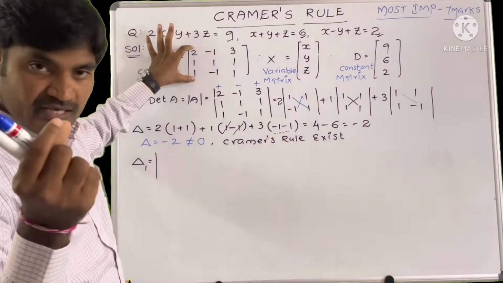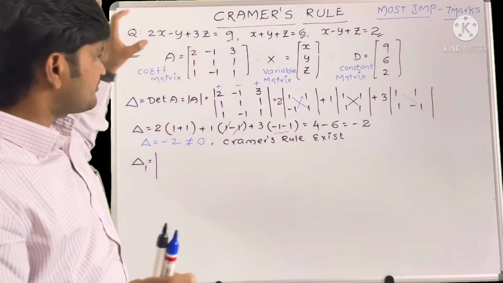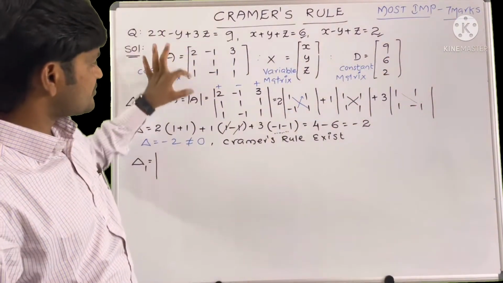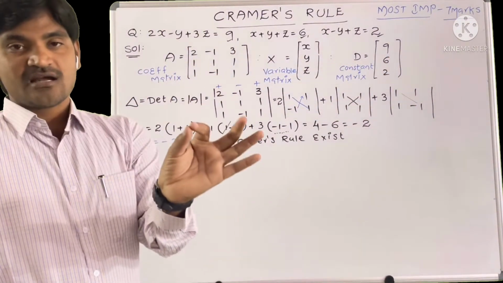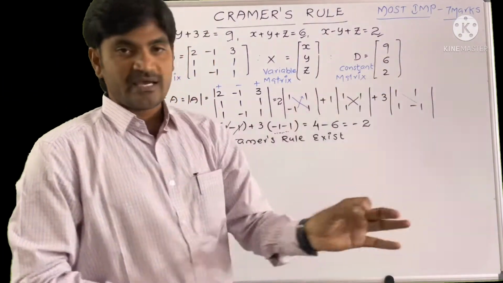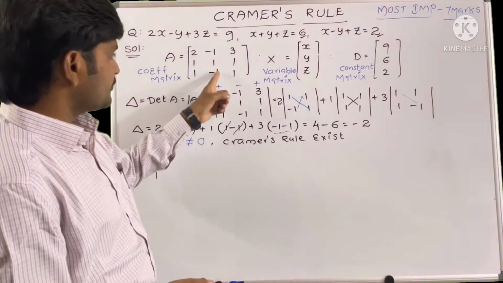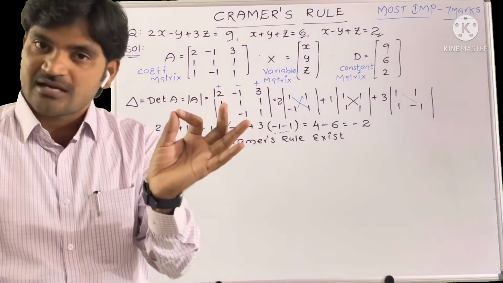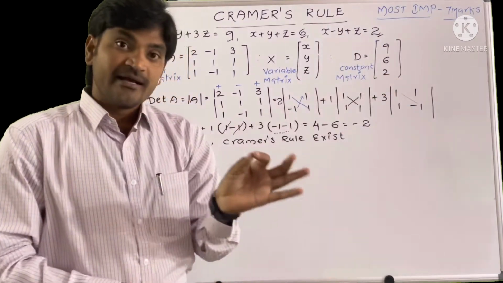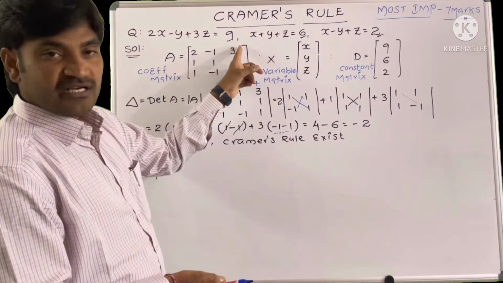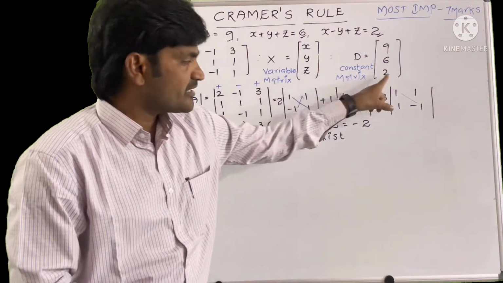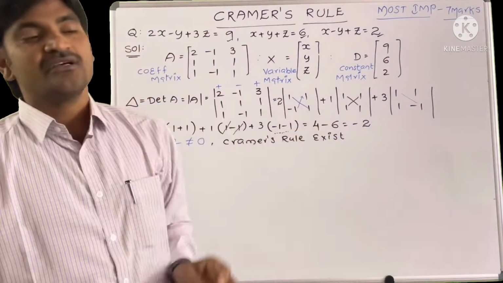These 3 numbers 2 1 1 must be deleted. In their place, these numbers must be replaced in the first place, the first column. That is called delta 1. If we substitute 9 6 2 in the place of C2, that is called delta 2. If we substitute 9 6 2 in the third column, that is 3 1 1, just we remove these 3 elements, we substitute here, that is called delta 3. So ready?